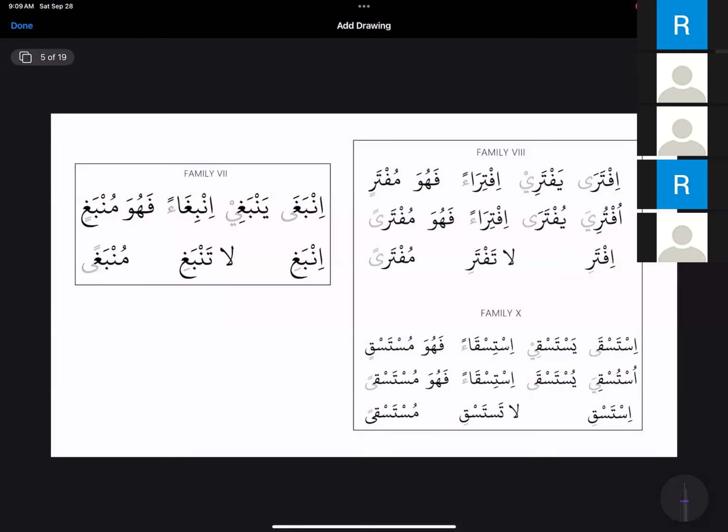Iftara, yaftari. So even over here in this family, the ya has come back, right? So iftara, yaftari, iftira'an. So for the masdar, we need to make note: fahuwa muftarin. Ufturiya, yuftara, iftira'an, fahuwa muftaran. Iftari, la taftari, and muftaran.